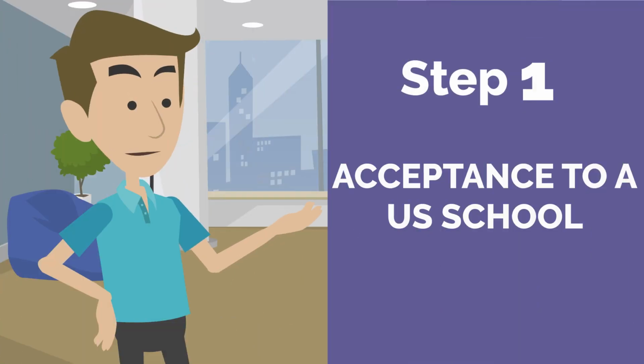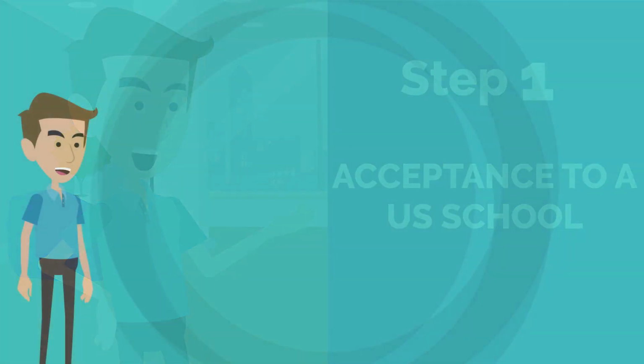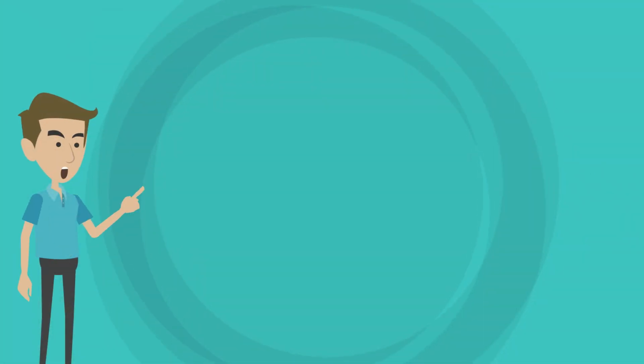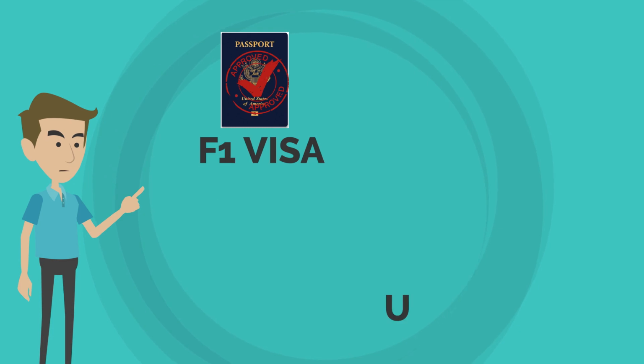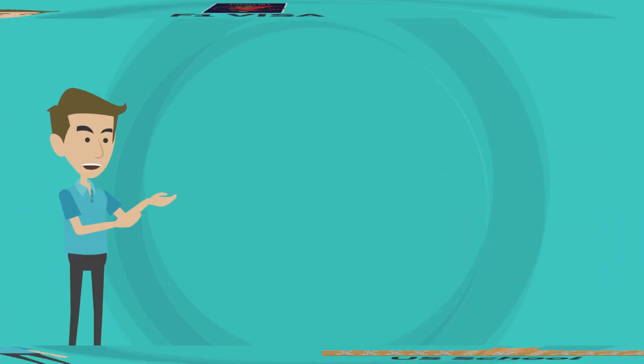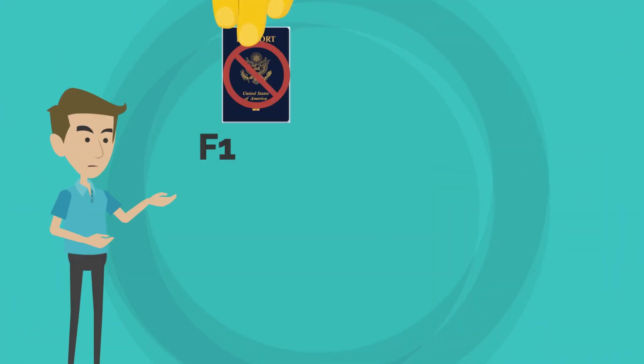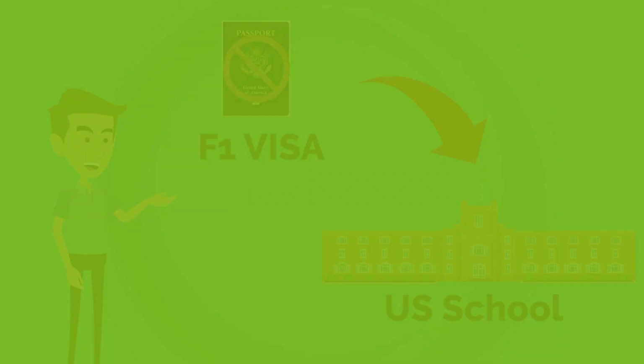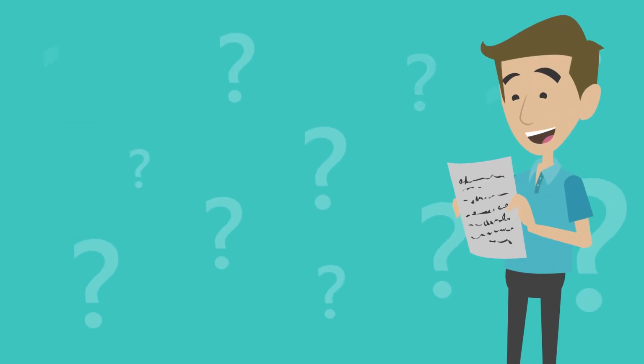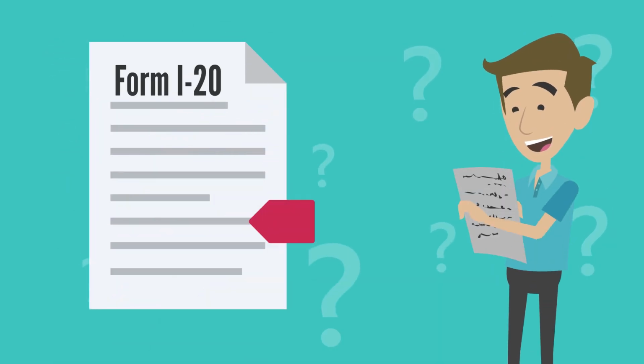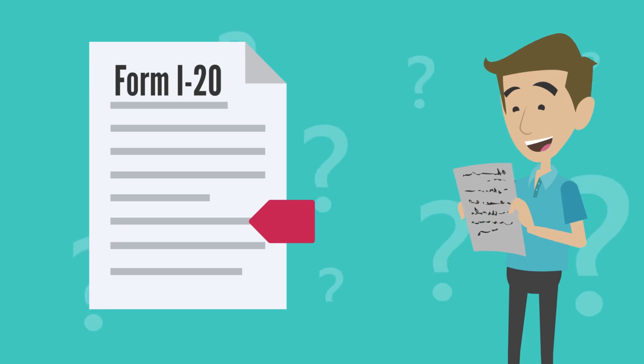Step 1. Acceptance to a US school. The first step to getting an F1 student visa is to be accepted into a school in the United States. You cannot apply for a student visa unless you have been accepted to a school. Once you have been accepted, the school will provide you with a Form I-20, which is a document that proves your acceptance and enrollment.